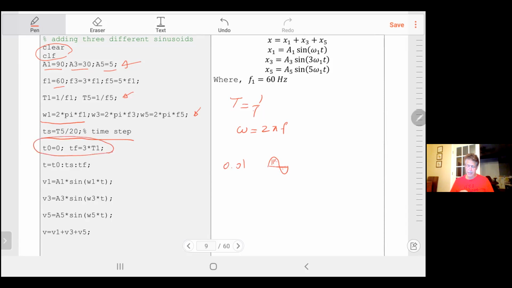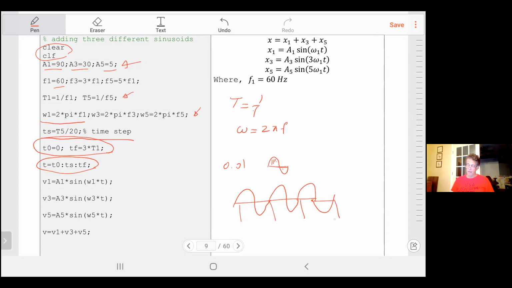Now, the simulation starts from the initial time to the final time. Here, I take like 3 cycles. 1, 2, 3. That's one period. 2, 3. So you want the result to cover 3 cycles. You will ask which one is the fundamental component, the third, the fifth? Of course, you want to take the biggest period. That will be the fundamental.